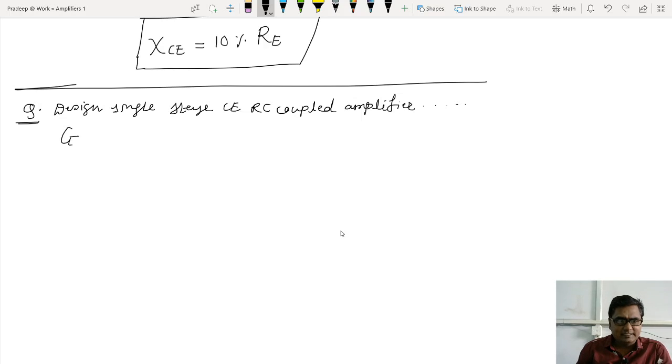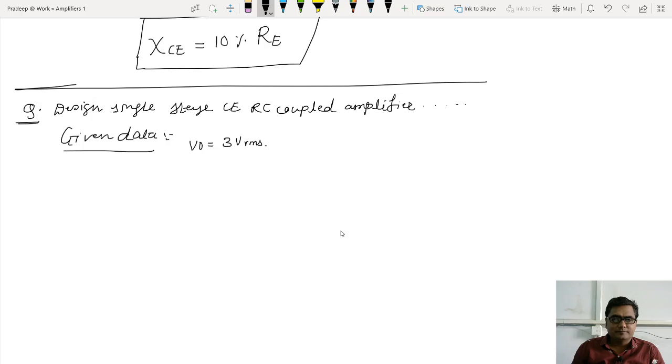The given data: first, they have given the output voltage VO equal to 3 volt RMS. Initially they created a problem here. It is an RMS voltage they have specified. We know that RMS is a different value from the peak voltage. So don't get confused: they have not given the peak value, they have given the RMS value. We have to convert RMS into peak value.